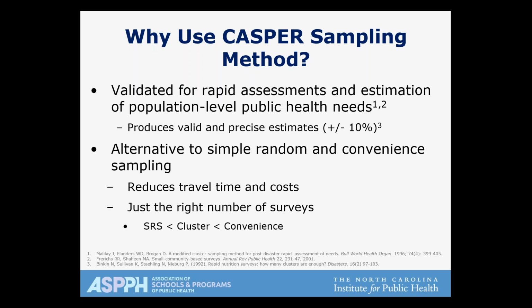It does require fewer surveys to do a simple random sample, but it's not as easy to implement. Convenient sampling takes a lot more surveys, and just because you have more doesn't necessarily mean that it's better. The key advantage to clustering is that it's just that right number of surveys, right in between the two, and it reduces the travel time and costs by focusing your efforts on neighborhoods within the sampling frame.